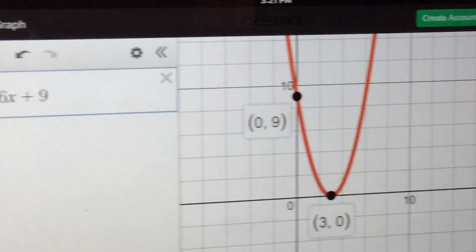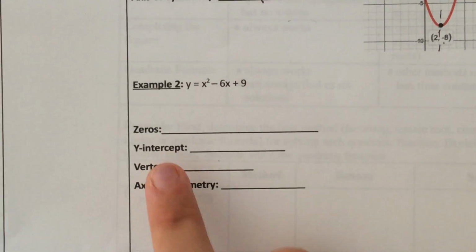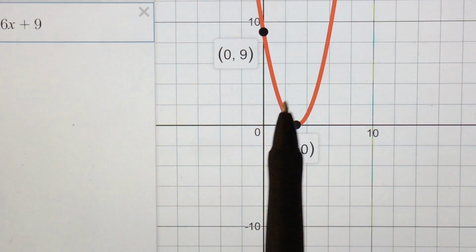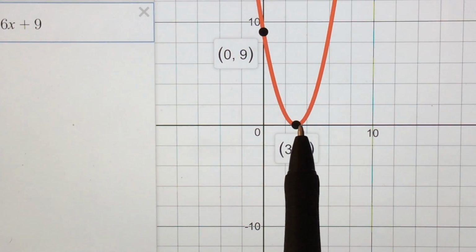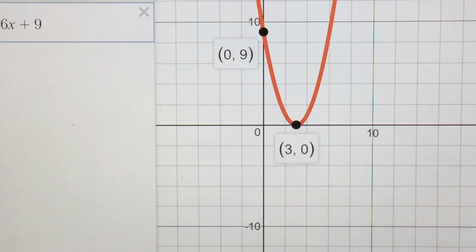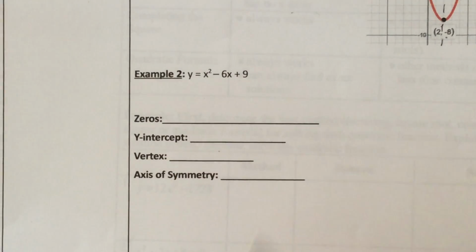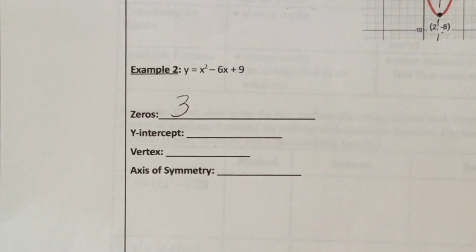Okay. So then we look at our zeros. So this is when, remember up above, when y is 0. In this case, if you notice, it just touches the x-axis once. So there's only one answer. There's not 2 in this case. In this case, it will be 3. So your zeros would be 3.